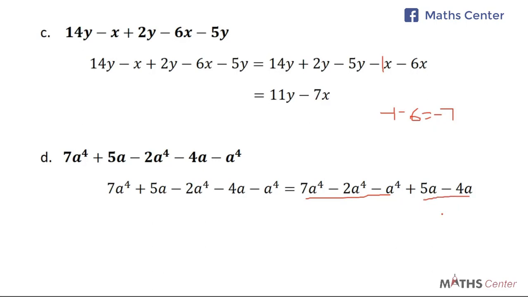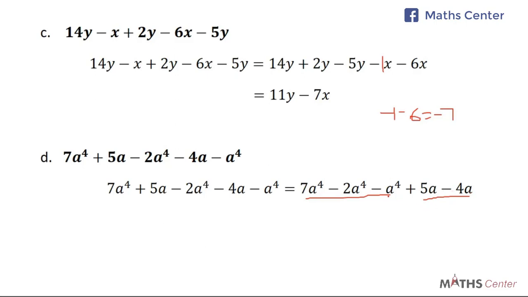Remember, when you are grouping the like terms, we don't change any of the signs, we just change the position. So we have 7a raised to the power 4 here, so you leave it there. Then minus 2a raised to the power 4 is a like term, so remember when it's coming, you already have a minus there, so we write it as minus 2a raised to the power 4. Then minus a raised to the power 4 is already minus, so you also write the minus there. We just change the positions, we don't change the sign. 5a is positive, so plus 5a. Then 4a is negative, so minus 4a.